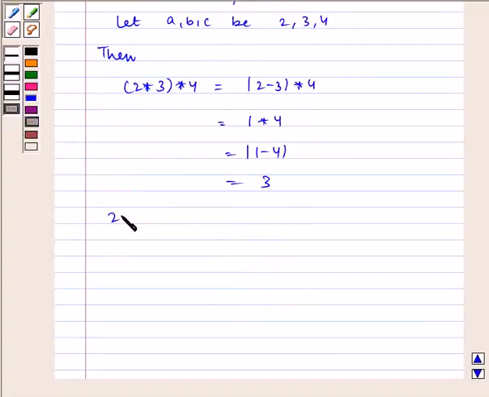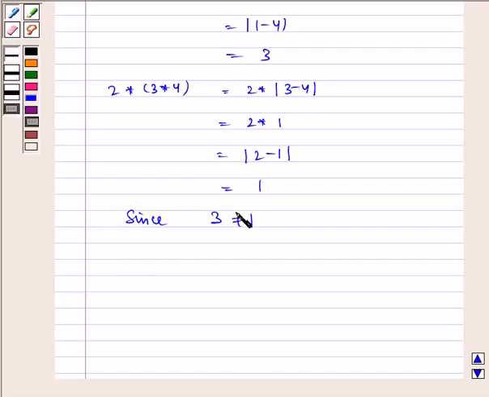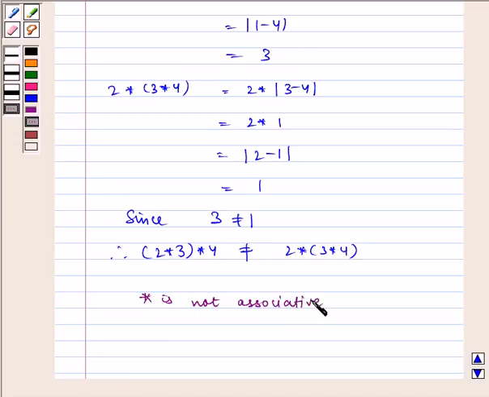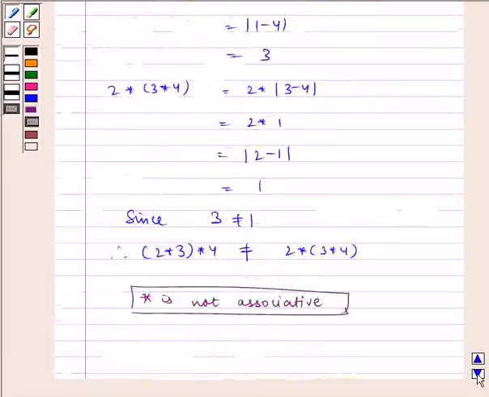Now, 2 star (3 star 4) is equal to 2 star mod of 3 minus 4, which is equal to 2 star 1, which is equal to mod of 2 minus 1, which is equal to 1. Now, since 3 is not equal to 1, therefore (2 star 3) star 4 is not equal to 2 star (3 star 4). Thus, star is not associative. Hence, we have proved that star is commutative but not associative.